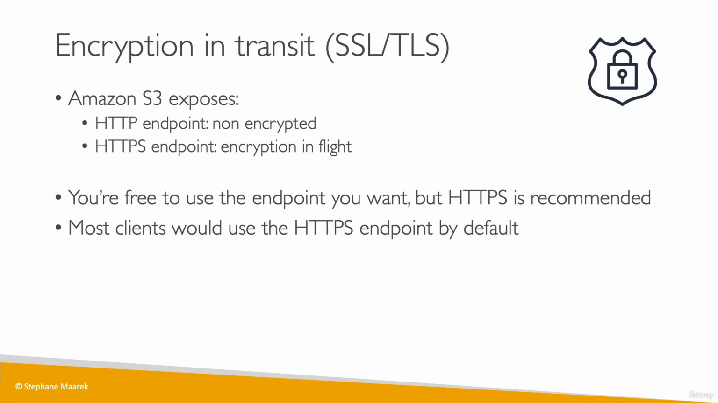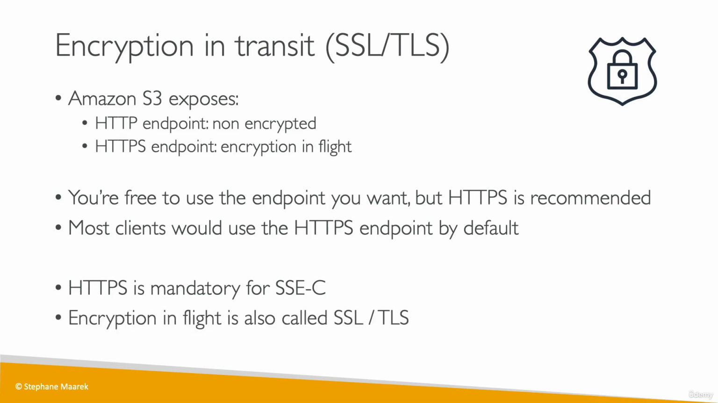And so if you're using HTTPS, that means that the data transfer between your client and Amazon S3 is going to be fully encrypted, and that's what's called encryption in transit. And one thing to know is that in case you're using SSE-C, so server-side encryption, and the key is provided by your client, then HTTPS is mandatory. Also, as I said, encryption in flight is also called SSL/TLS because it uses SSL and TLS certificates. So let's go into the hands-on to see how encryption works now.